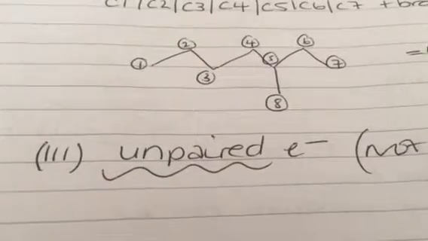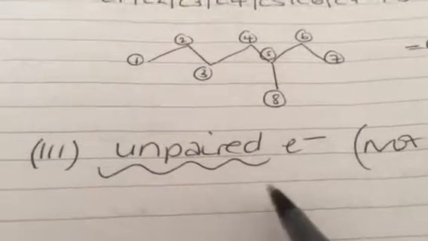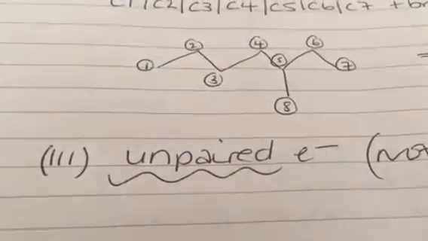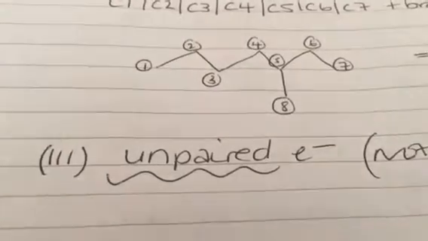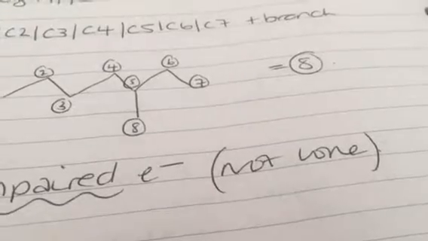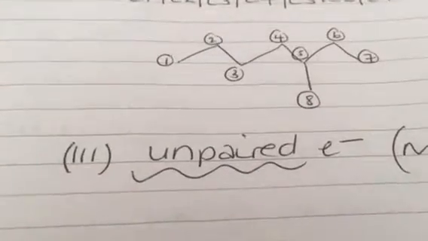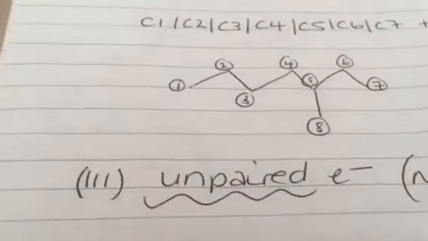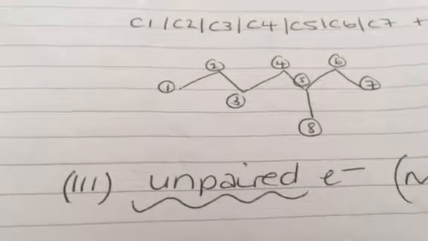Last question here is about radicals. What is meant by the term radical? Radical is the presence of an unpaired electron. It's not acceptable to have any other way of saying this, so you can't say it's a lone electron or a single electron. It has to be an unpaired electron because it's the fact that it's not part of a pair that makes it the radical.